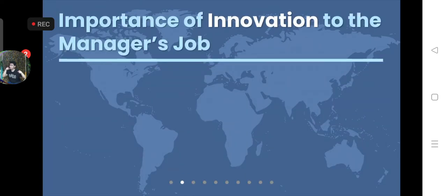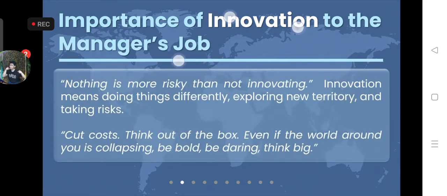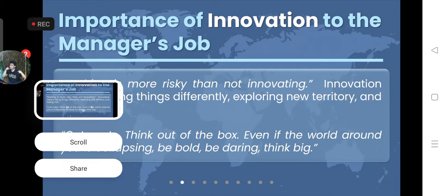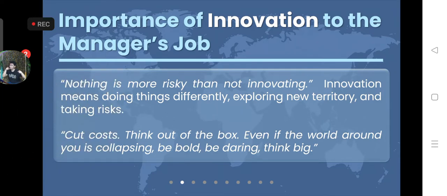So, importance of innovation to the manager's job. Nothing is more risky than not innovating. Innovation means doing things differently, exploring new territory, and taking the risks. If one does not innovate in this new era where technology already flourishes, then he or she will probably be left out. Innovative efforts can be found in all types of organizations.